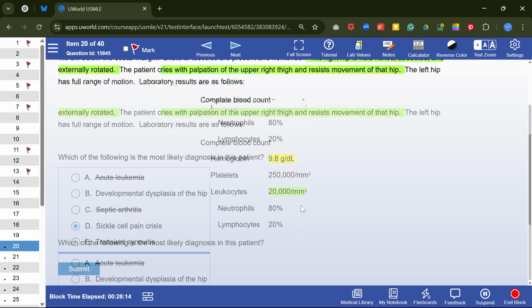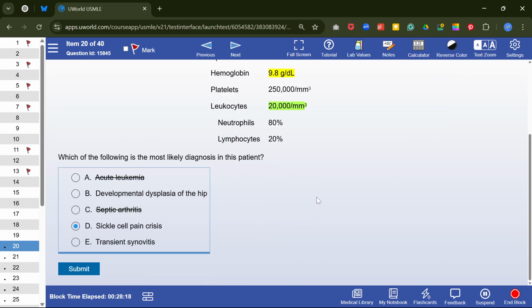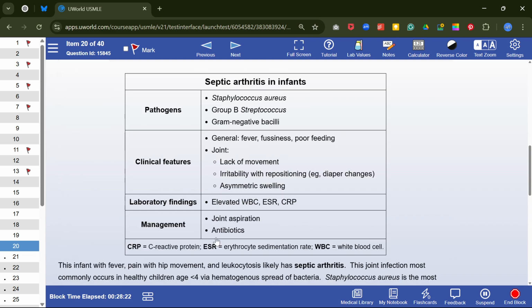Septic arthritis in here leukocyte count is more than, okay. Okay, so I'm wrong. So we are in the wrong direction. So septic arthritis, group B.